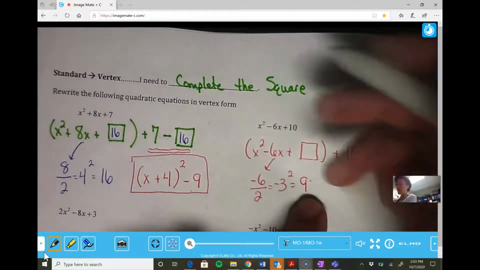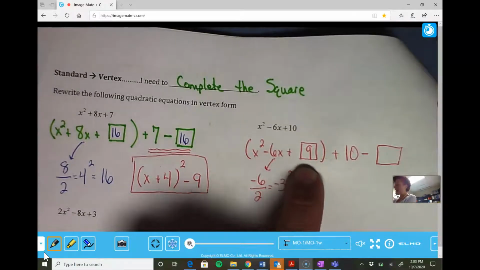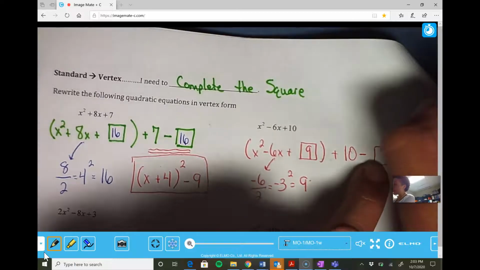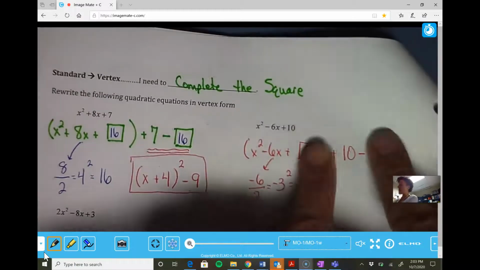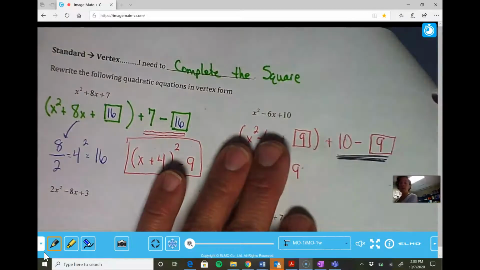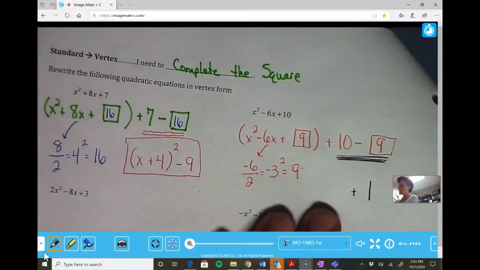So now that I've made a perfect square, that square is going to go in this box, and since I added 9, these aren't equivalent anymore, so to keep them equivalent I subtract 9. Those would just cancel out and I still have the same problem. Again, I always do this the same way. I come outside of the parentheses, 10 take away 9 is 1. It's a positive 1, so I'll put plus 1.